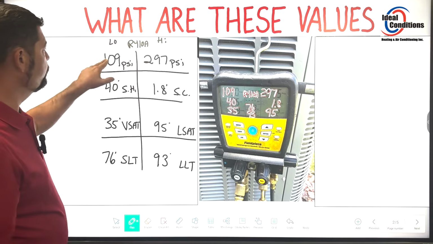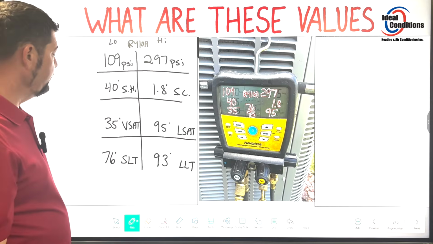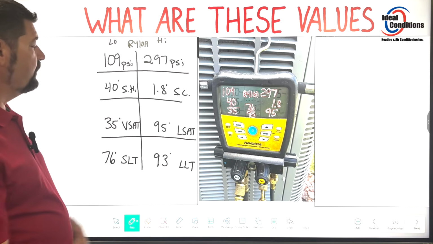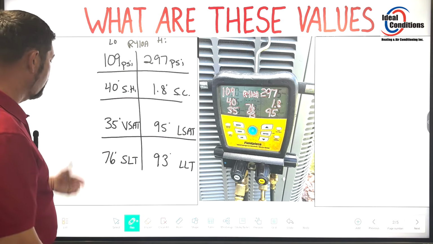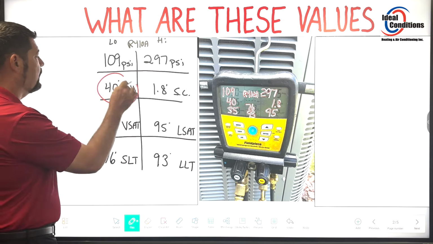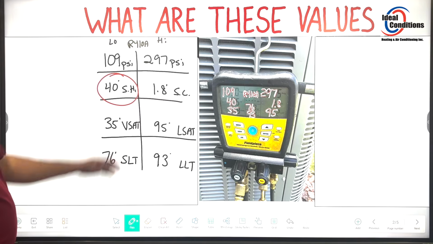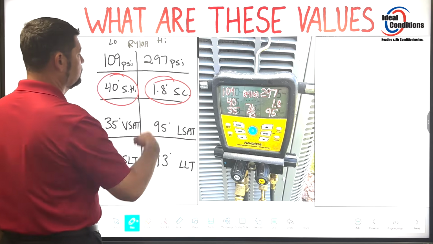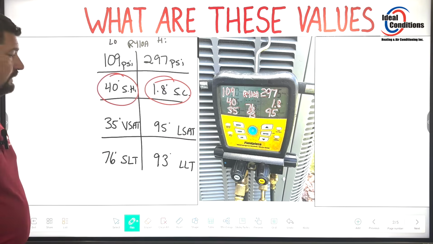We're within range here. I probably have a 15 degree split. Maybe the customer doesn't even know there's an issue yet. Maybe you're on a maintenance call and you read this. Where are my issues? Well, I know that's not good because I'm looking for 12 to 18. Anything over 30 is a problem. This is not good. That's not good, 1.8. We're looking for more than 3.